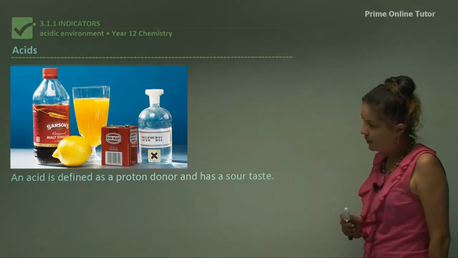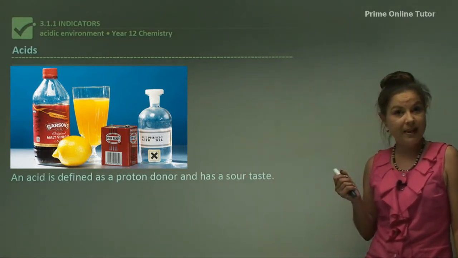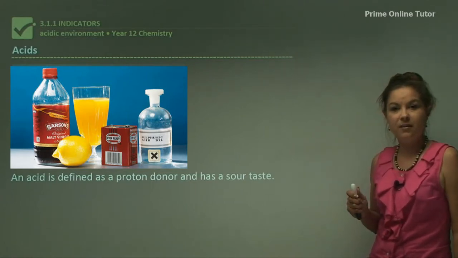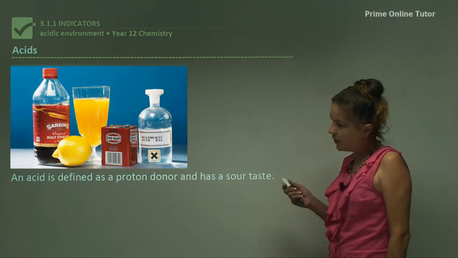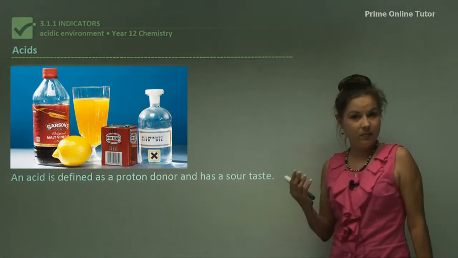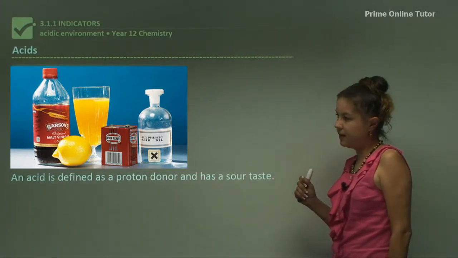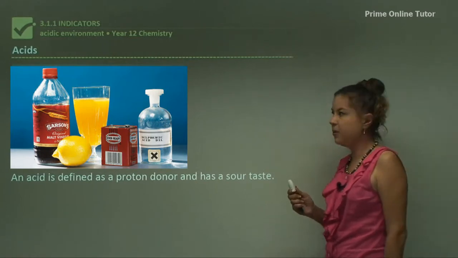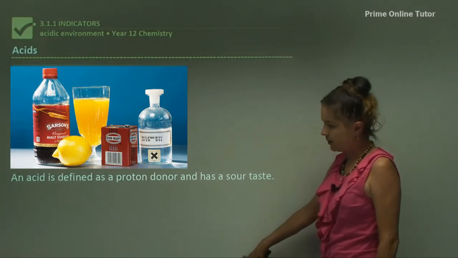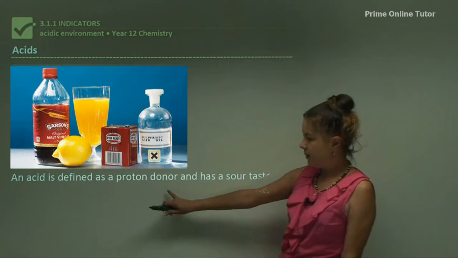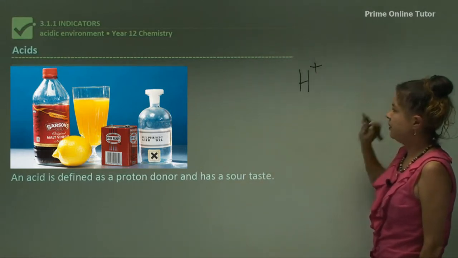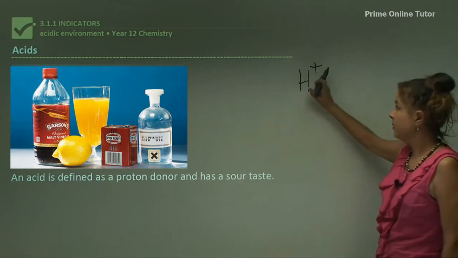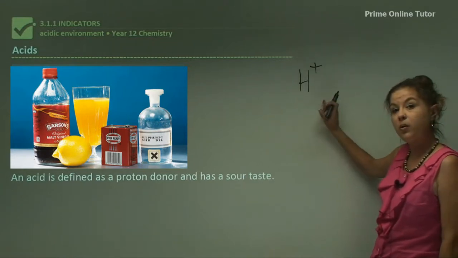If you see by the picture, you can see orange juice and a lemon. That's citric acid and it does have a sour taste. Other examples are sulfuric acid in a car battery, which also contains an acid, and vinegar, which is also an acid, which I'll go on to discuss. But just to discuss proton donor, a proton you should always think of as a hydrogen atom with a positive charge. That's what we call a proton.